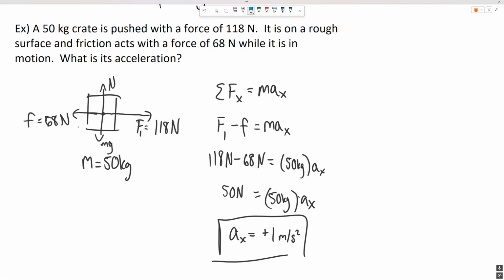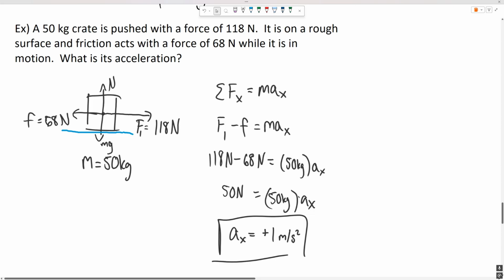So we have our crate, it is on our surface here. So what forces are acting on it? Well, we've got the applied force. I just labeled this as F1, equal to 118 newtons. And then if it's moving to the right here, then that friction force would be in the opposite direction of the motion, being 68 newtons. And then we also have the surface pushing upward with the normal force and the weight downward, mg.